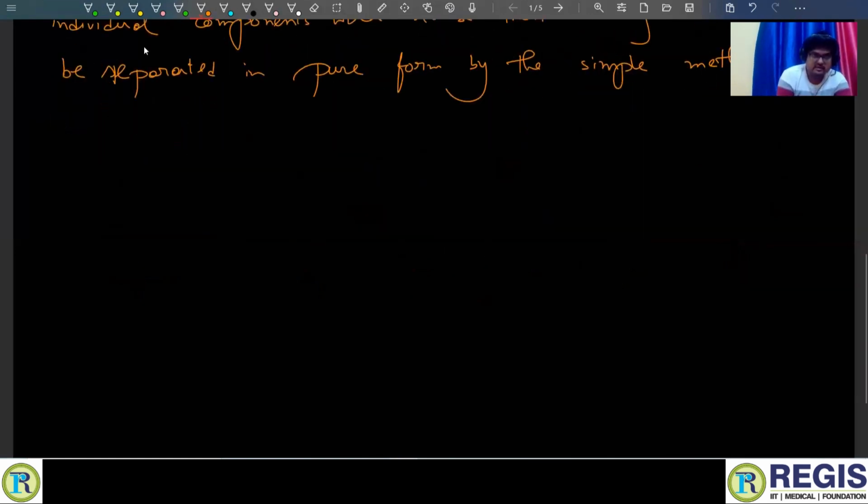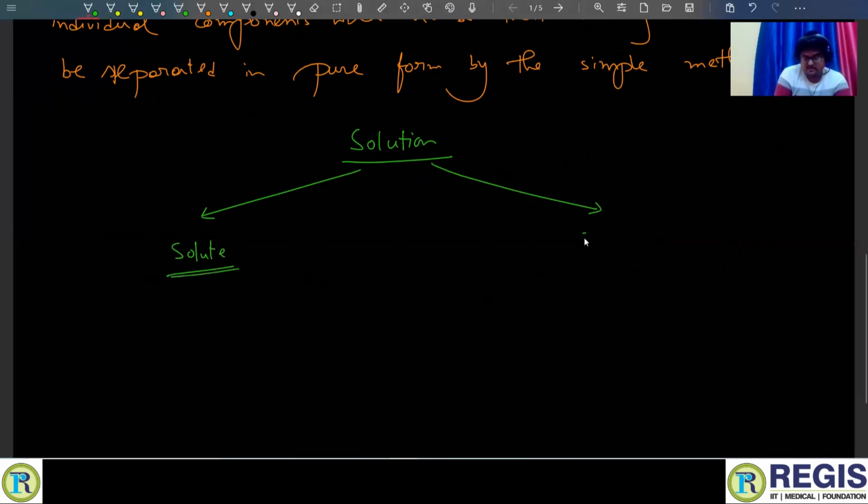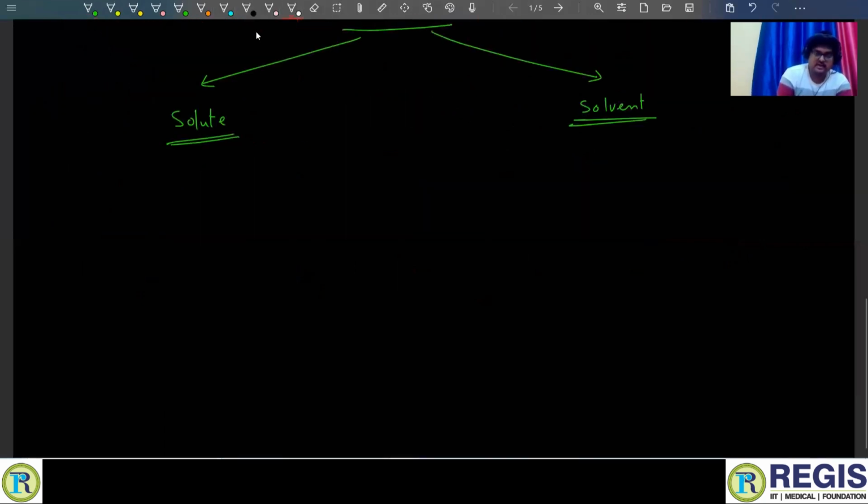Now, what is the classification of a solution? You can easily classify it into two parts. One is solute, another is solvent. You all know this, it is class 9-10 level, solute and solvent. Now, what is solvent and what is solute? In the solute case, remember, it is the lesser amount, or smaller amount present. And in the solvent case, the larger amount.